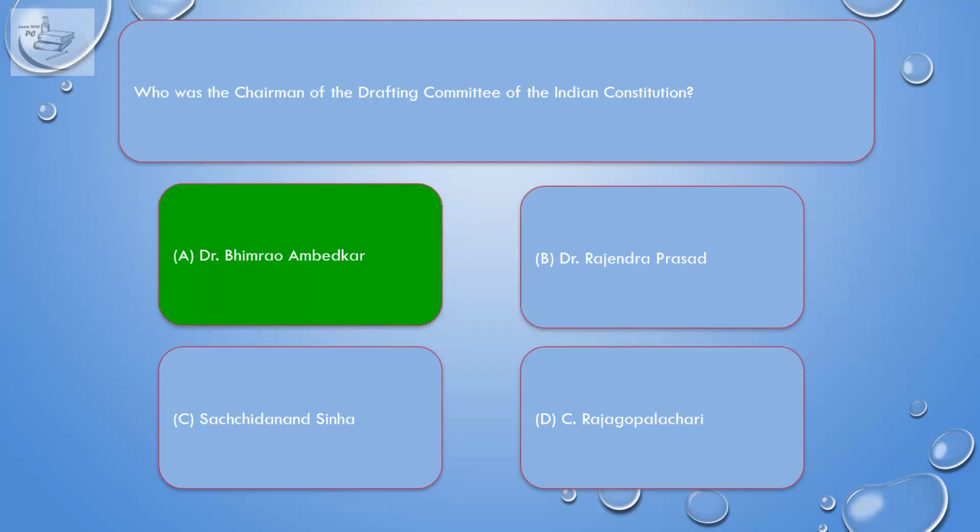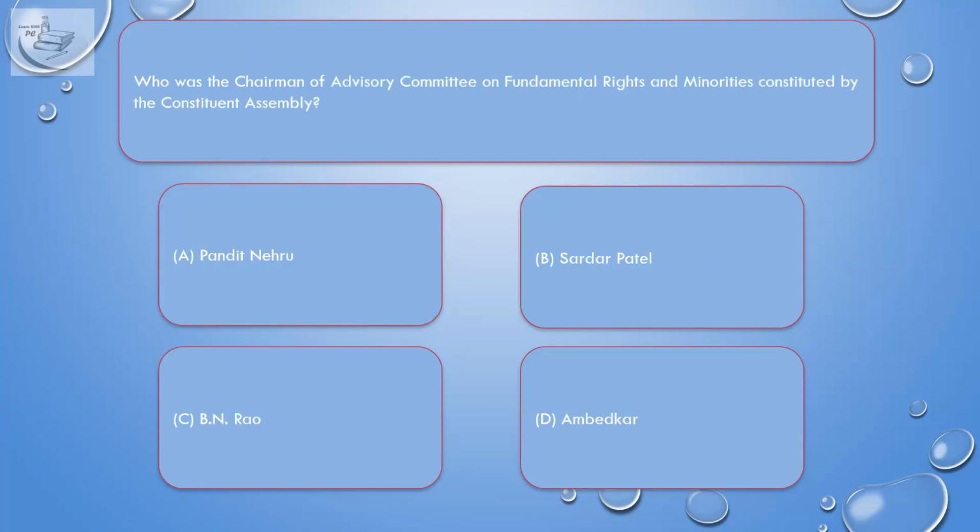Bhim Rao Ambedkar. Question: Who was the chairman of the Advisory Committee on Fundamental Rights and Minorities, constituted by the Constituent Assembly? A. Pandit Nehru. B. Sardar Patel. C. B. N. Rao. D. Ambedkar. Correct answer is B. Sardar Patel.